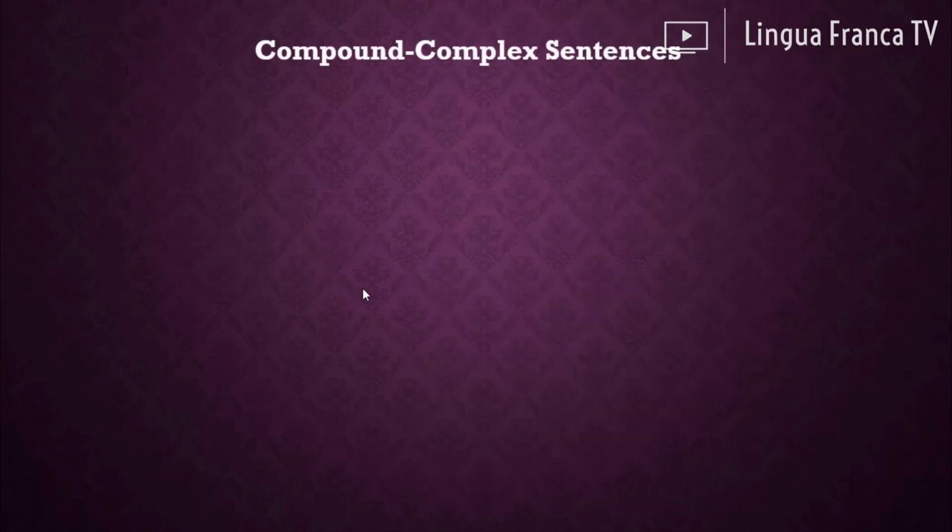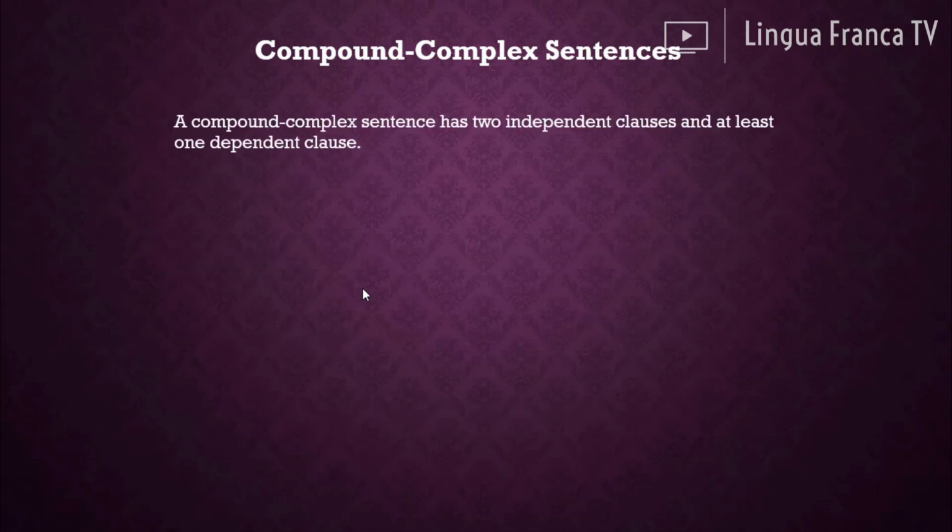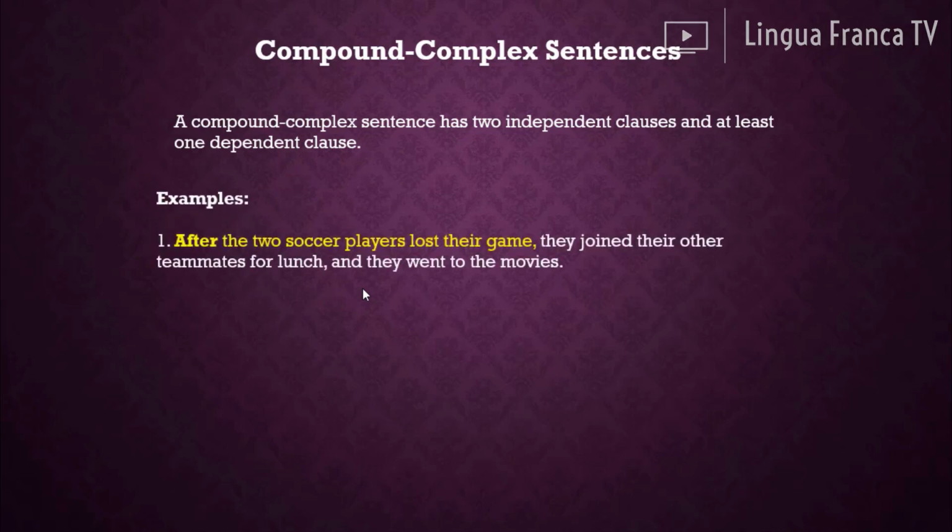Okay, so compound complex sentences. A compound complex sentence has two independent clauses and at least one or more dependent clauses, right? So let's begin with examples. After the two soccer players lost their game, they joined their other teammates for lunch and they went to the movies. As you can see, again, the dependent clause is starting with the subordinating conjunction.